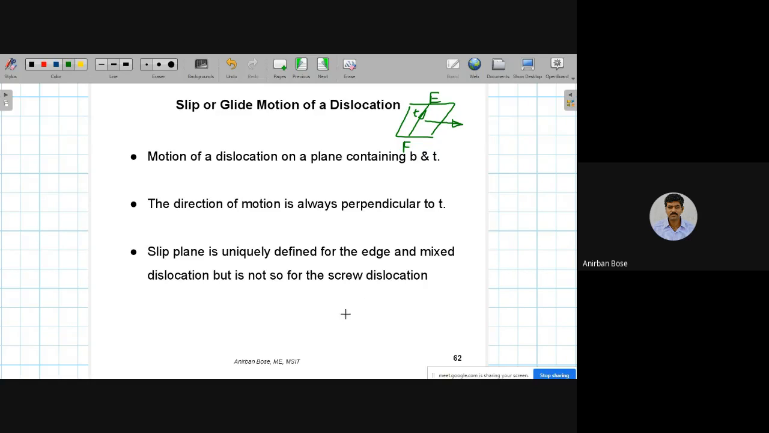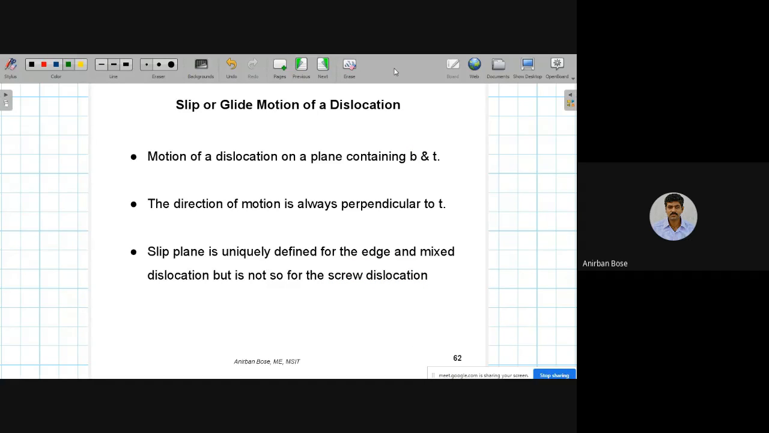In case of mixed dislocation, if you consider this is the mixed dislocation line, that means T at different points you can define by the tangent. In that case, how the dislocation line will move? Dislocation line will move perpendicular to that. That means in this way dislocation line will move, in that direction. So always it will move perpendicular to that. So this is the second point, that the direction of motion of the dislocation is always perpendicular to T.